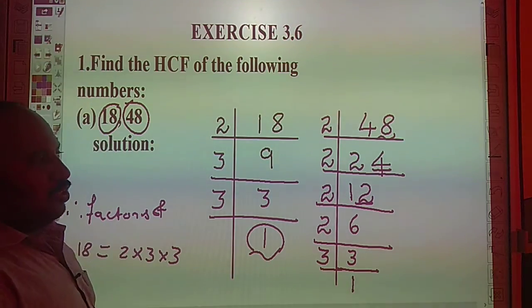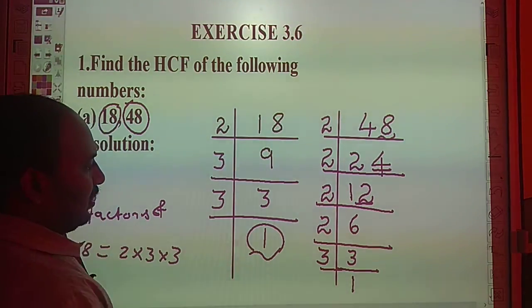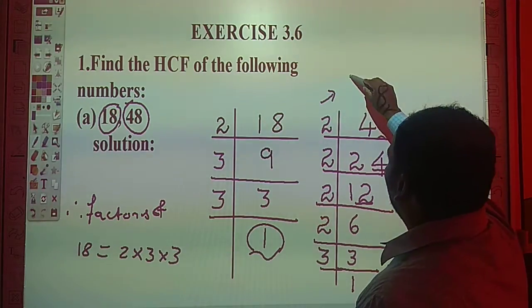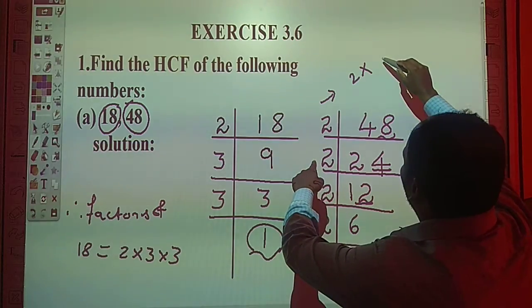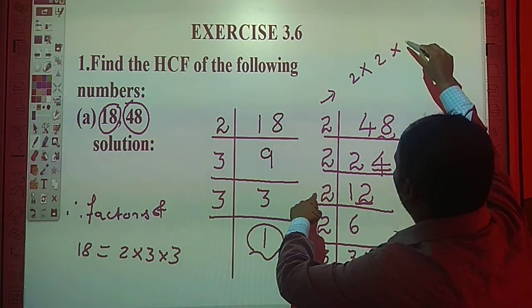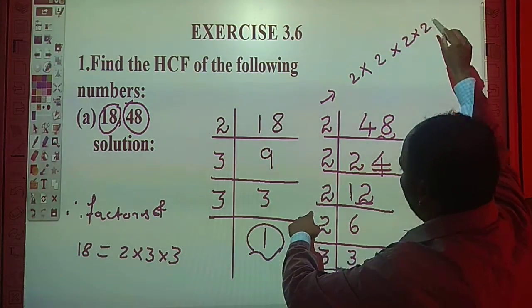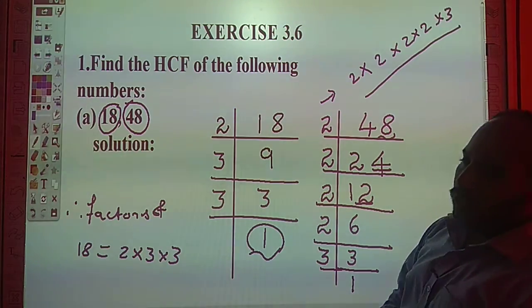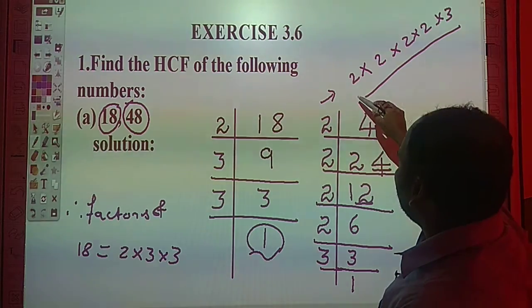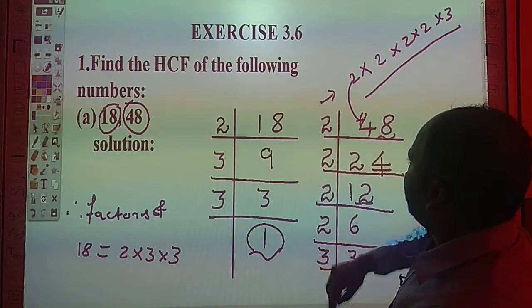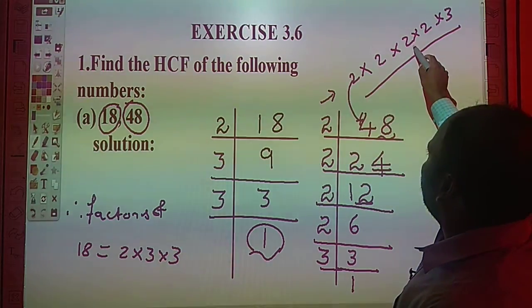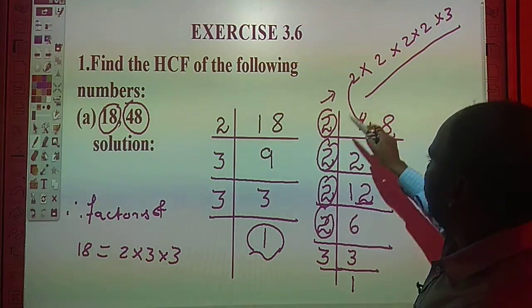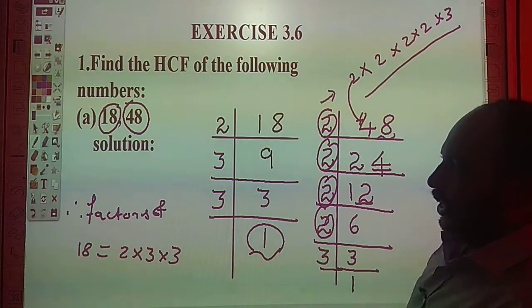1 into 3 is equal to 3. So our prime factor is 2 into 2 into 2 into 2 into 3. 48 is equal to 2 into 2 into 2 into 2 into 3. 4 2s into 3.